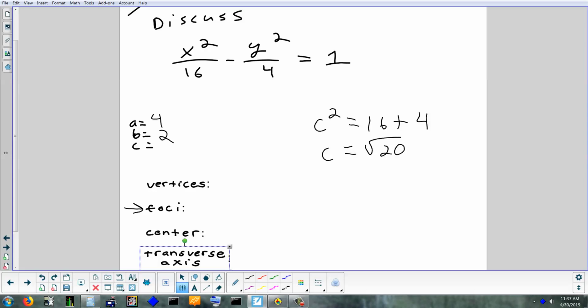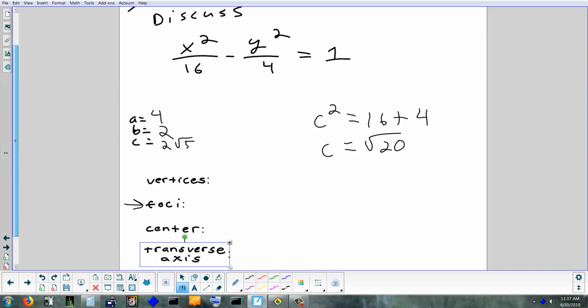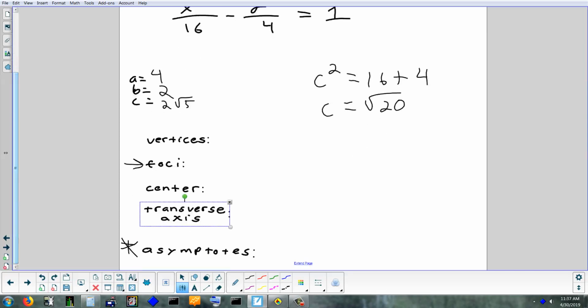If you broke that down, how would they write square root of 20 simplified? 2 square roots of what? Yeah, 2 square roots of 5. You did that almost as fast as I did in my head. Nice job. 2 square roots of 5. All right. This is not the order I would do it in. I start with the center, and then I do the transverse axis. So that's how I'm going to do it. Where's my center?